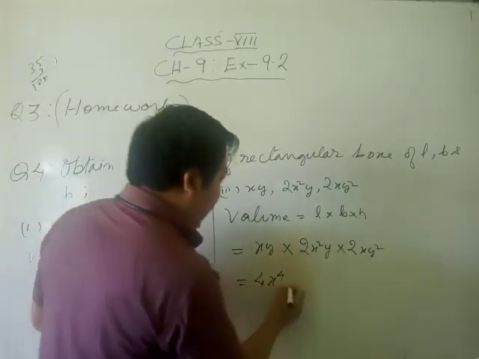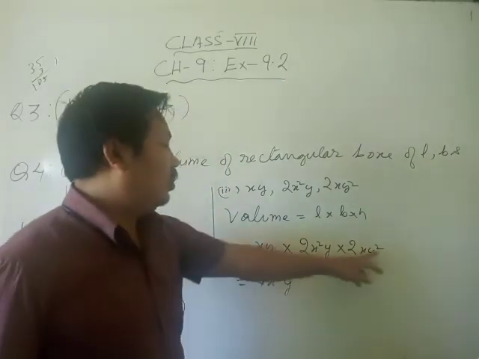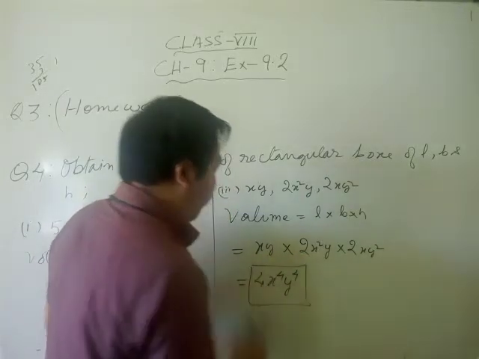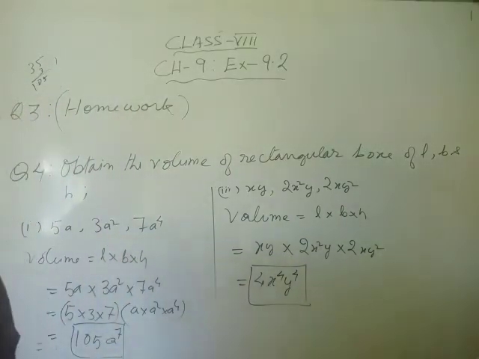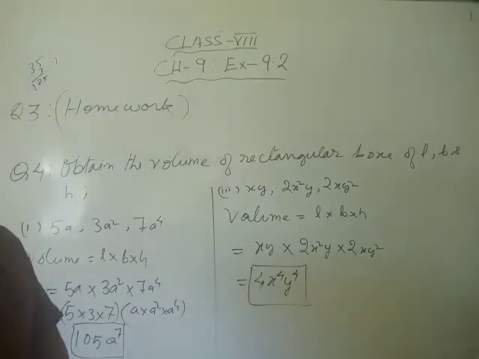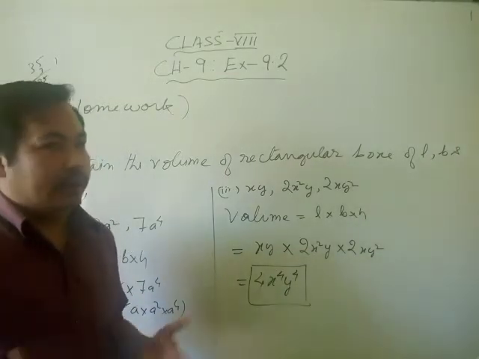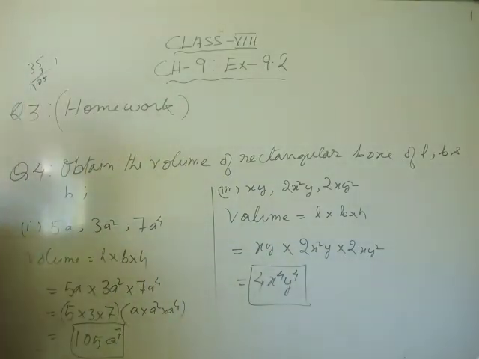Then y. How many y's are there? 3 y's are there. Their powers are again 2, 1, 1, so again 4. So 4x to the power 4, y to the power 4. This is the volume, the answer of your question here. 2 and 4 you do yourself as practice. If you have any doubt, you can message my personal number and we can discuss it further. So this is how to solve this problem. Now let's go to question number 5.